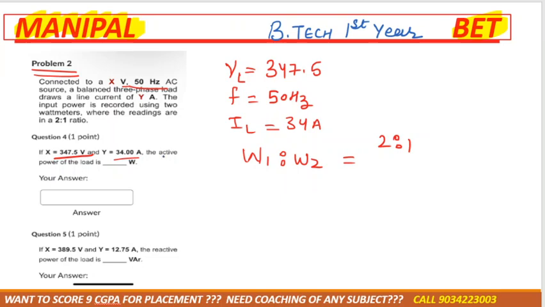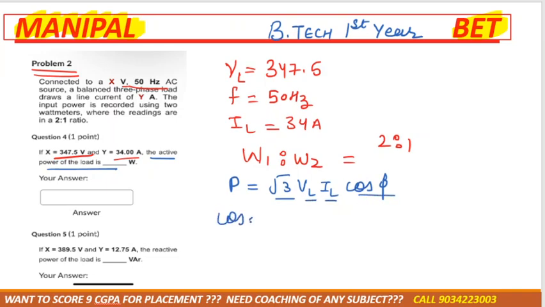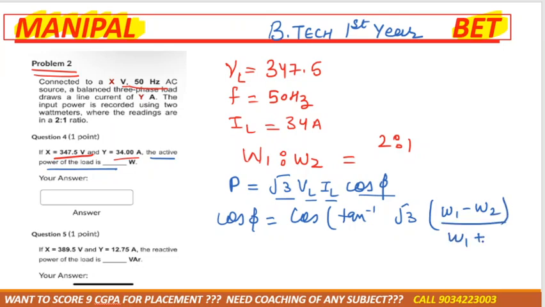Now see what they have asked. The active power of the load is. Active power we need to calculate. First you tell me, the power formula is root 3 VL IL cos phi, but we have root 3, we have VL, we have IL, but we don't have cos phi. So cos phi formula is cos of tan inverse root 3 (W1 minus W2) divided by (W1 plus W2), right?